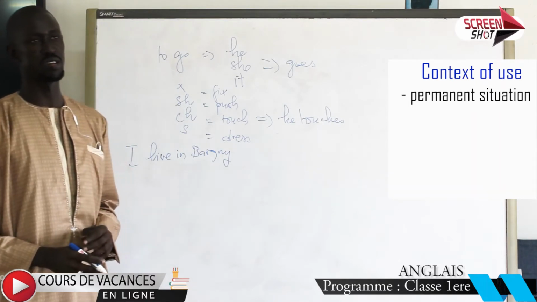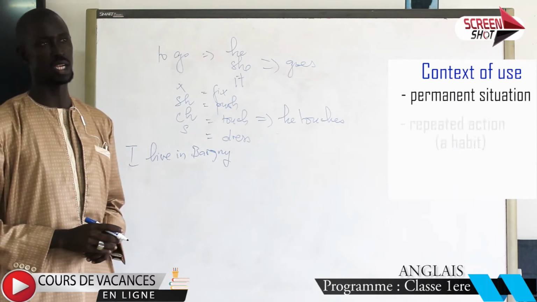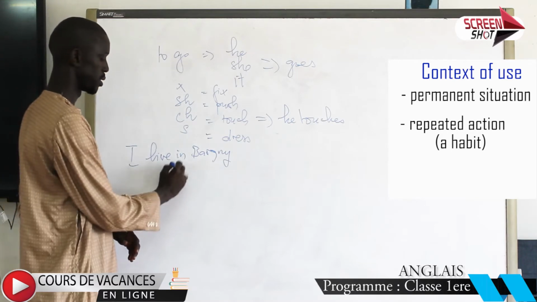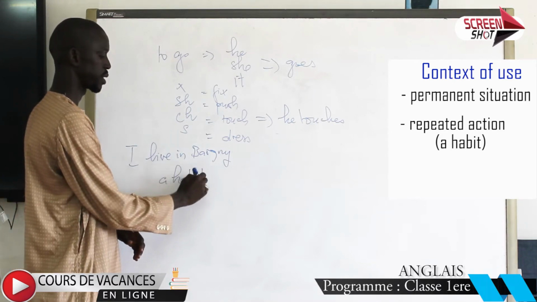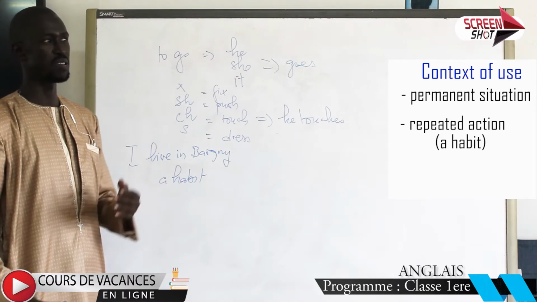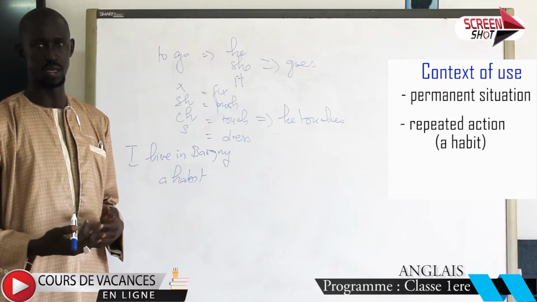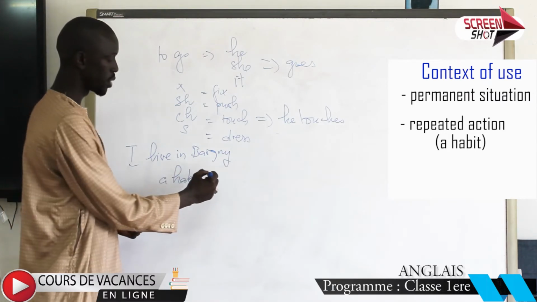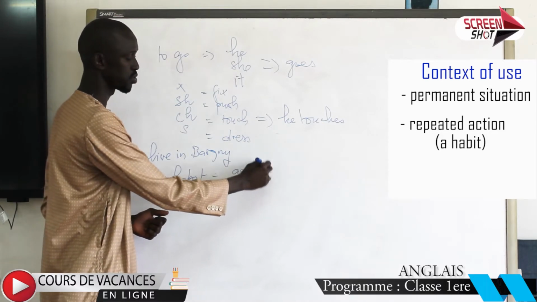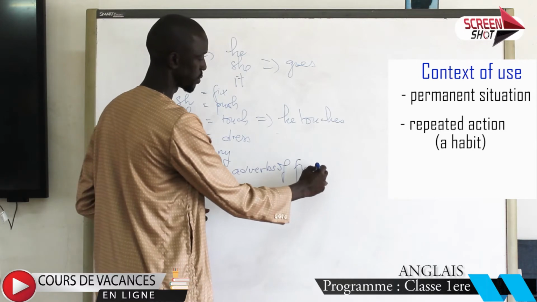We use also the present simple tense if we have a repeated action. Repeated action in English, that is what we call a habit. A habit means a repeated action, for example something that you do generally or frequently. That's why we need to have the adverbs of frequency there to show people that it's a habit.